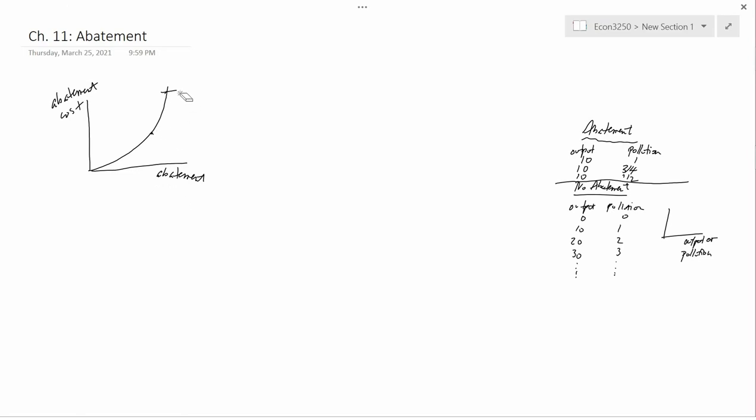This seems to be a pretty reasonable assumption, because the idea is that if you're not engaging in any abatement at all, changing your policy and engaging in a little bit of abatement just gets the quote-unquote low-hanging fruit, the things that are easy to do, and so it's not very expensive. But if you're already engaging in a lot of abatement and you want to clean up even more pollution, then it's going to be pretty difficult, and that translates in this model as being pretty expensive.